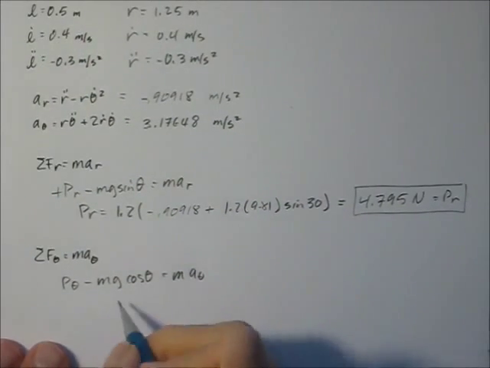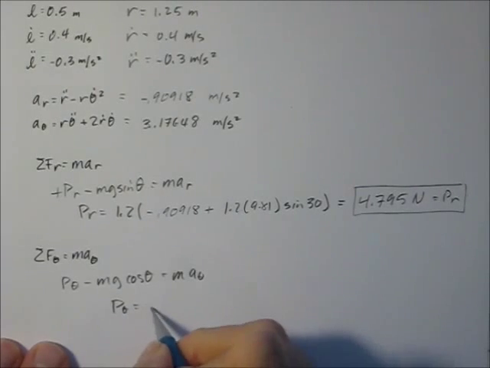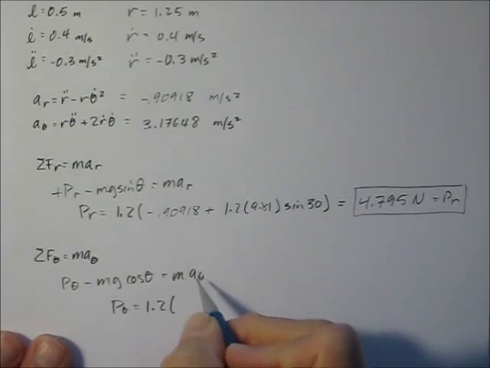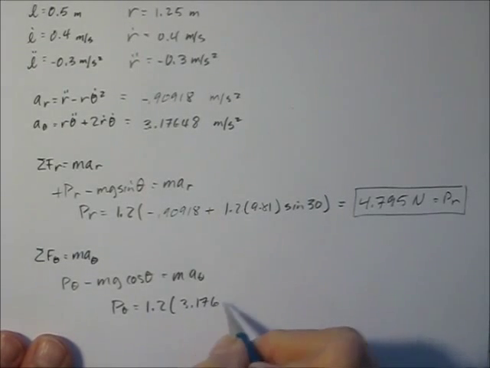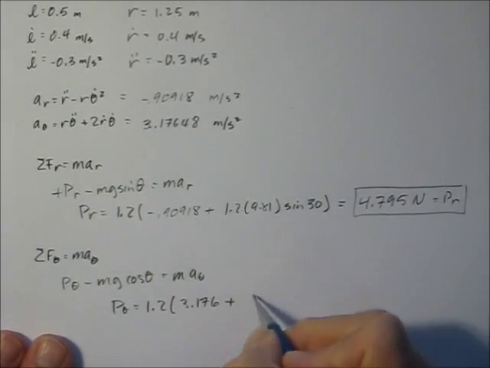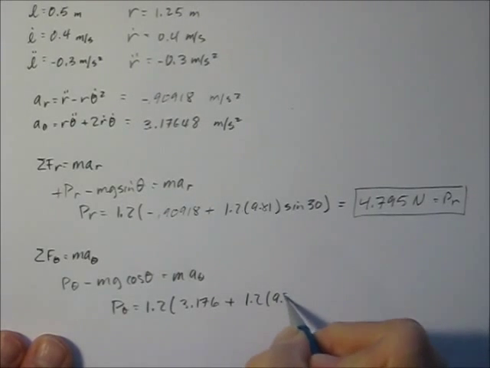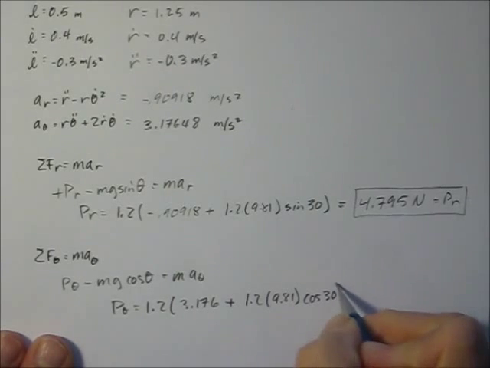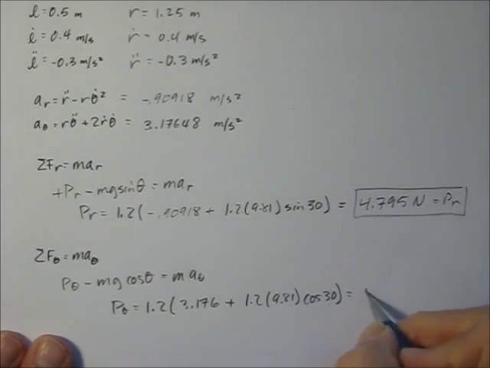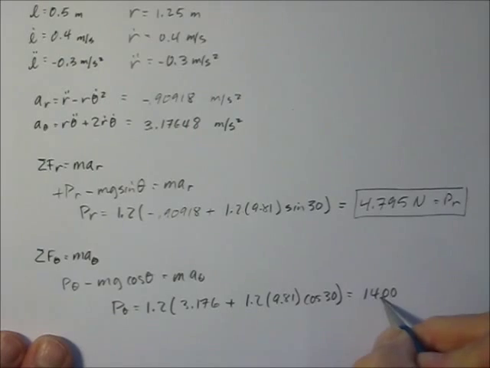And I can bring that together over here. P theta is equal to 1.2 A theta from before, which is 3.176, plus mg 1.2 times 9.81, and I got the cosine of 30, and that's equal to 14.00 newtons. That's equal to P theta.